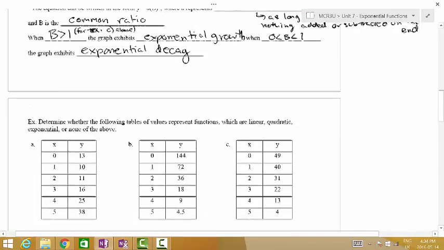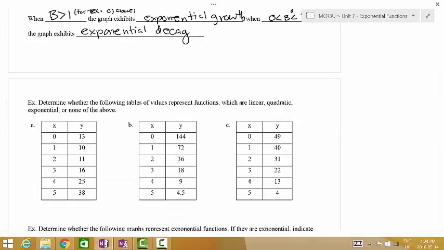So, what we have here is we want to determine whether the following table of values represent functions which are linear, quadratic, exponential, or none of the above. To do this, we need to use a few things to see whether it's linear, quadratic, or exponential. If it's linear, the first differences will be the same. If it's quadratic, the second differences will be the same. If it's exponential, it's going to have that common ratio.